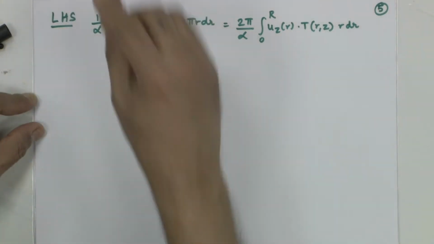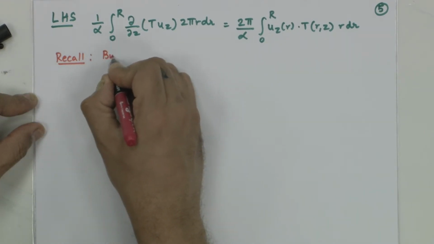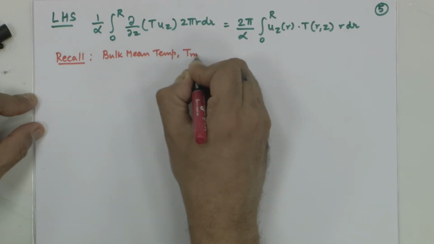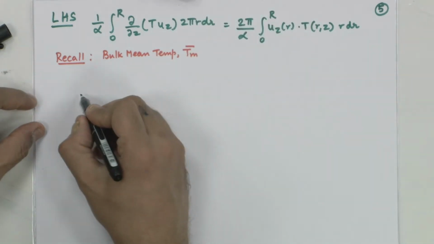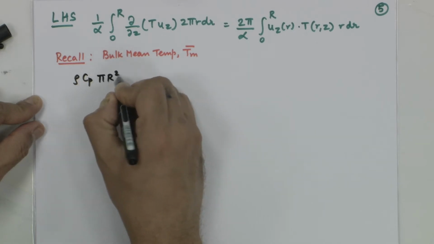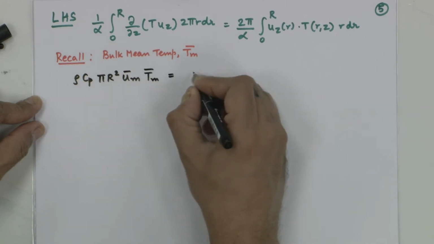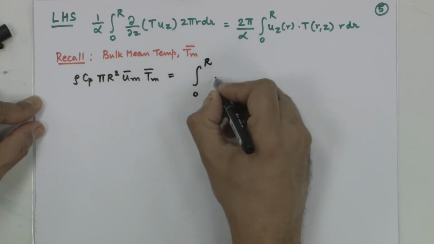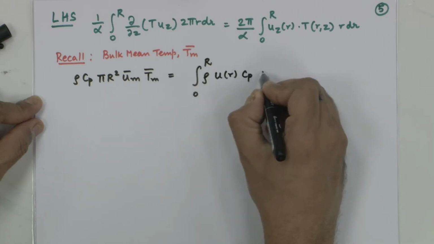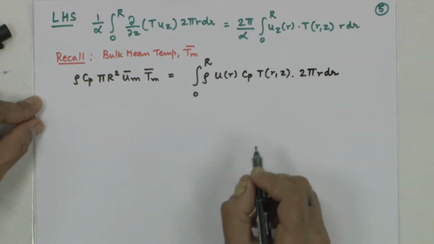Now, let us recall the definition of bulk mean temperature, Tm bar. What is the definition? The bulk mean temperature was obtained by energy balance. Rho A U bulk mean times Cp times T bulk mean is nothing but the integral from 0 to capital R of rho u of r Cp T of r comma z dA, which is 2 pi r dr.